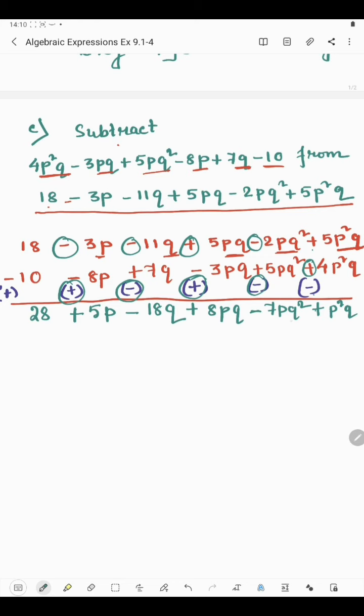Okay, so this way we will have to subtract the two expressions by the column method.